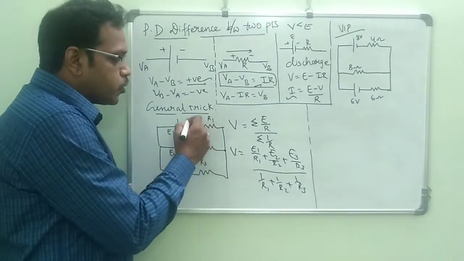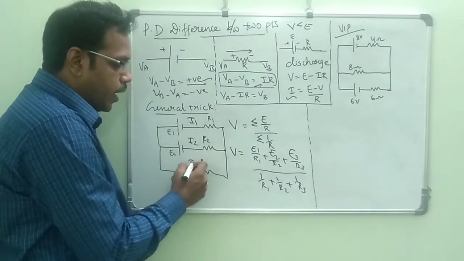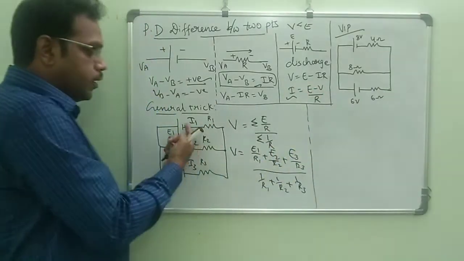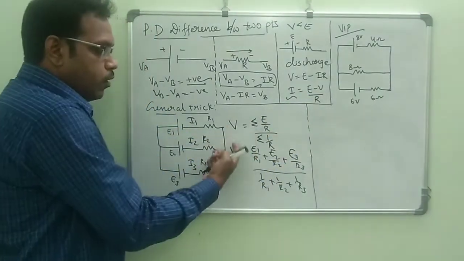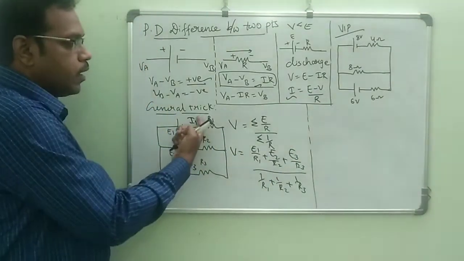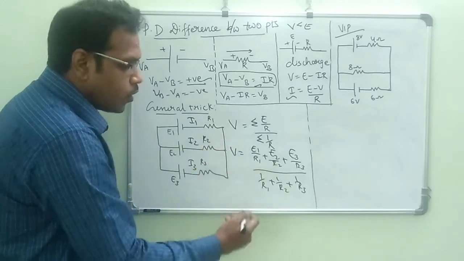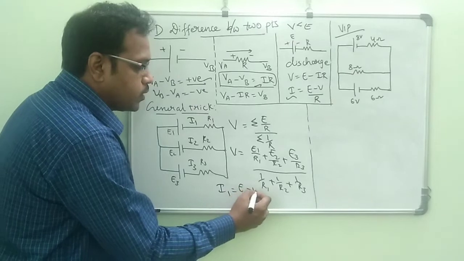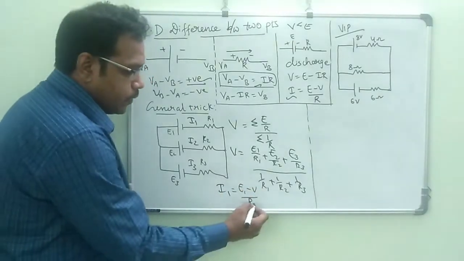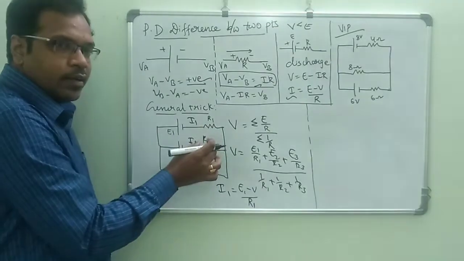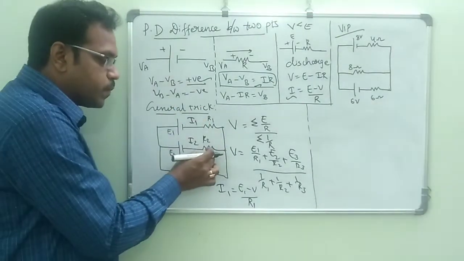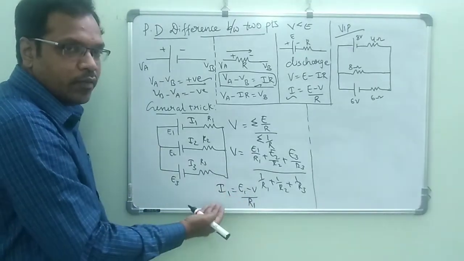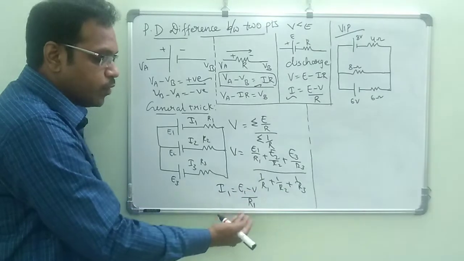And now we need to calculate the currents, suppose I1, I2 and I3, in these branches. We have the formula I is equal to E minus V by R, where E is the given voltage, V is the common potential, and R is the corresponding resistance. So if I have to find I1, I1 is equal to E1 minus V by R1. Like this, in each branch we can find the current using this very easy formula.